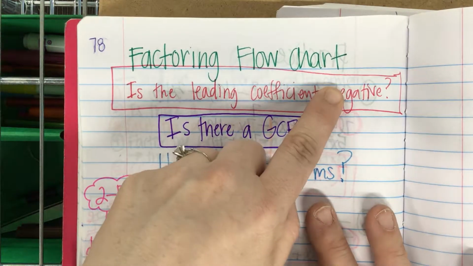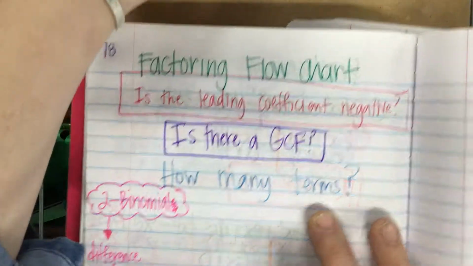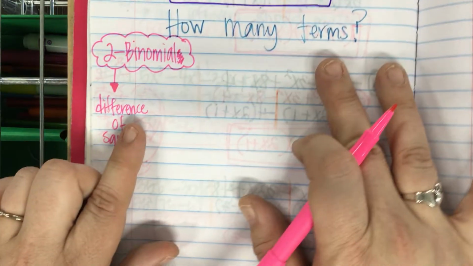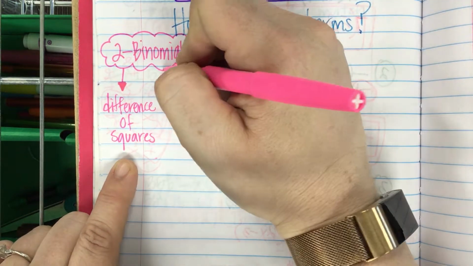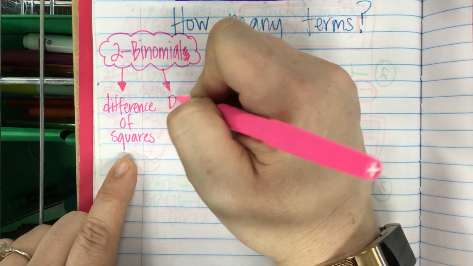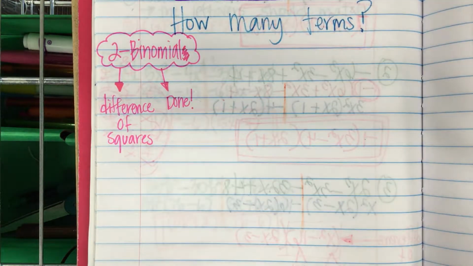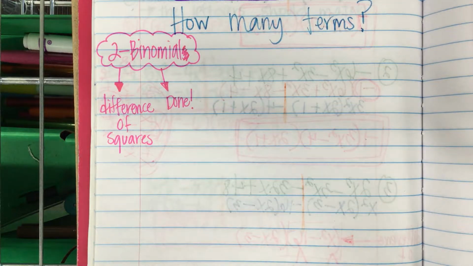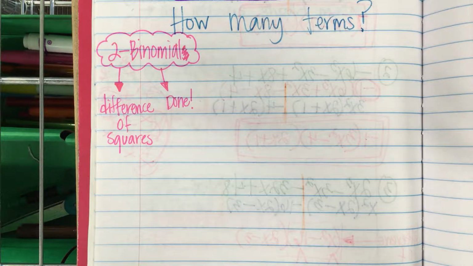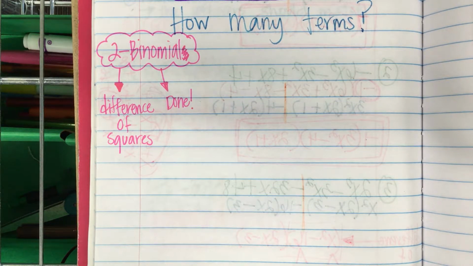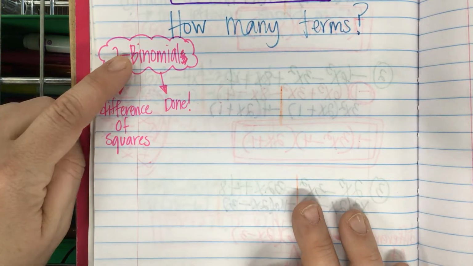If it's a binomial, and again, remember, we did the leading coefficient is negative first. Then we look to see if there's a GCF. We did that second. And then we've got this problem now, and we say either yes, it's a difference of squares, and we do that, or we're done. For a binomial, there are only two choices. It's either a difference of squares or we're done. No more factoring can be done to that problem. So this is how you factor a binomial, a two-term.